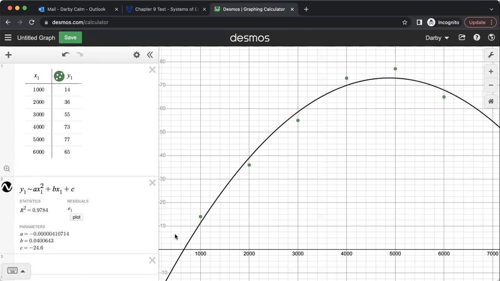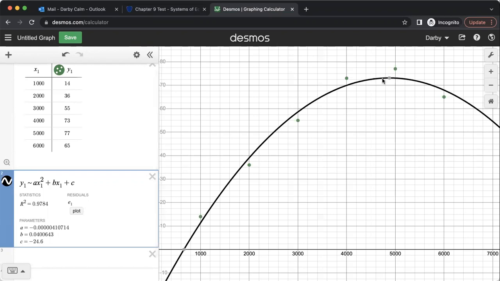And then if you wanted to see where the vertex is, if I click on the line, see how that gray dot appeared? So this is the vertex, the highest point of this graph. And it gives you the actual point, the X value and the Y value for that. So the maximum value would occur where X is 4,877 and the maximum height would be 73.105.